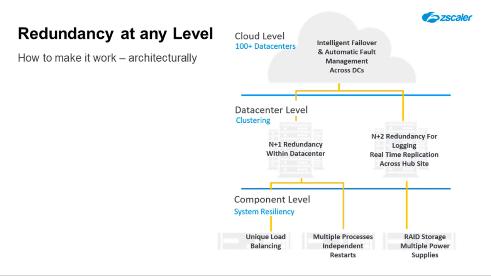So there is resilience within the software within the box, and we have multiple processes that can independently restart without touching anything else. The reason we can offer you a 5 nines SLA is because at every level we have HA built in for the component level to data center level to cloud level.